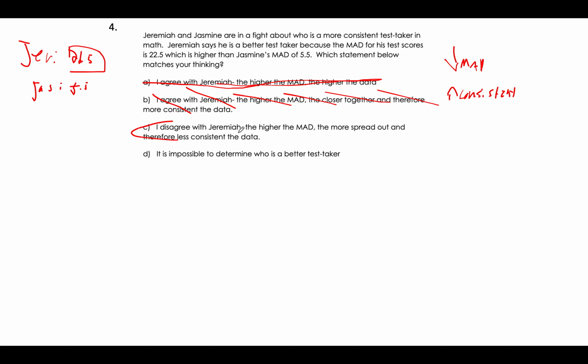So we're going to disagree with Jeremiah. It's going to be C. The higher the MAD, the more spread out, and therefore less consistent the data. It's going to be C for sure.